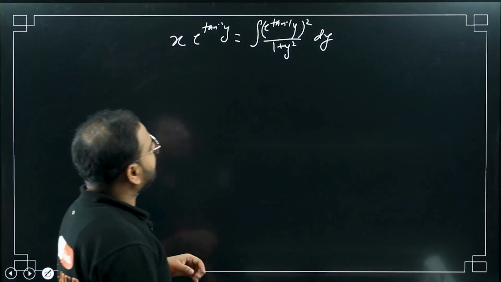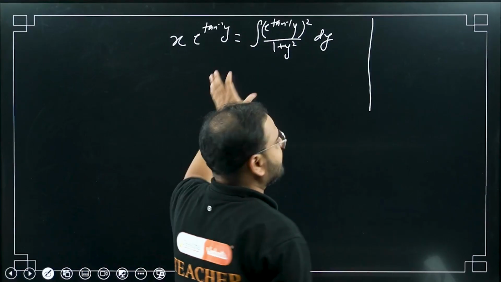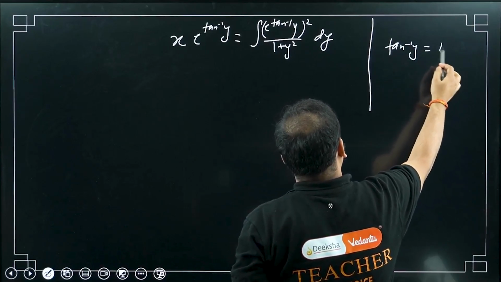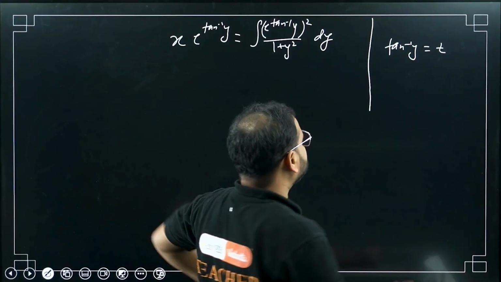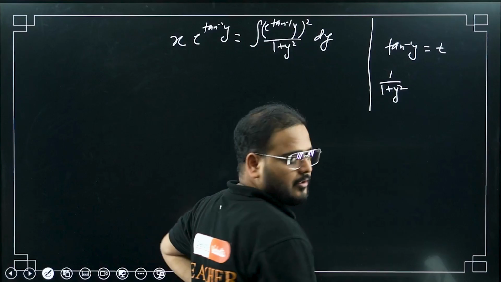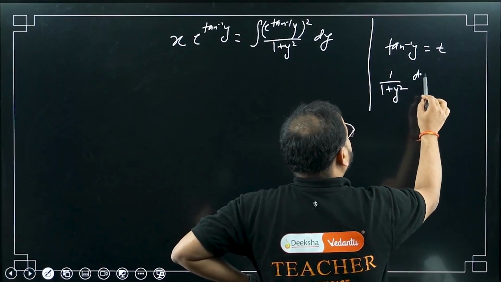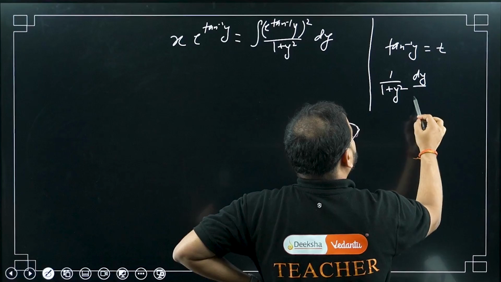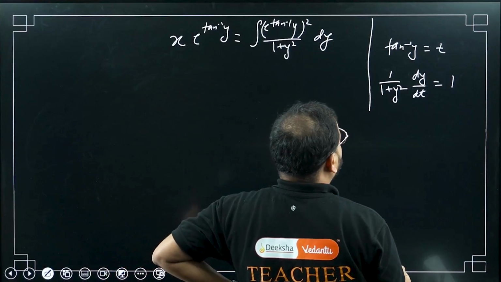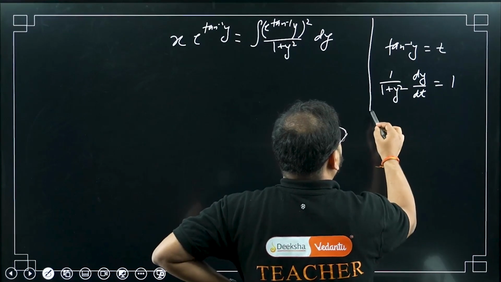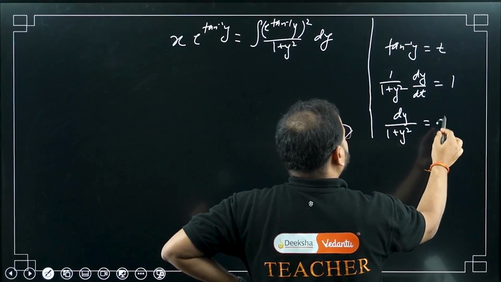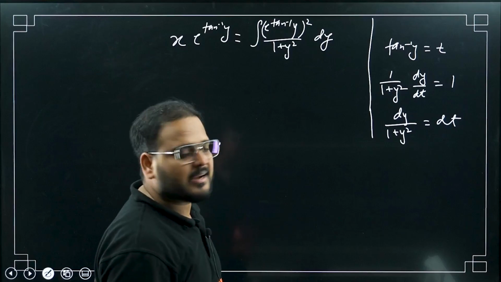Now I have to take some substitution to solve this last integration. Take tan inverse of y equals to t. Do the differentiation: it will become 1 upon 1 plus y square, dy by dt equals to 1. So my dt value will become dy upon 1 plus y square equals to dt. I'm going to use it in this now.